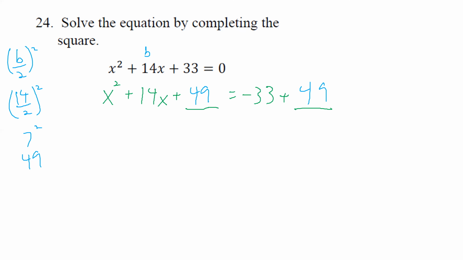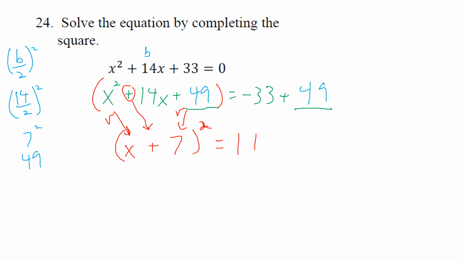Now we have a trinomial that is a perfect square. So this whole thing is a perfect square, and I'm going to change it to a binomial that is then squared. Taking the square root of the first term, the square root of the last term, and taking the sign from the middle: the square root of x squared is just x, the square root of 49 is 7, and the sign in the middle was positive. On the right side of the equation, I had negative 33 and a positive 49. When I add those, I get a difference of 14.